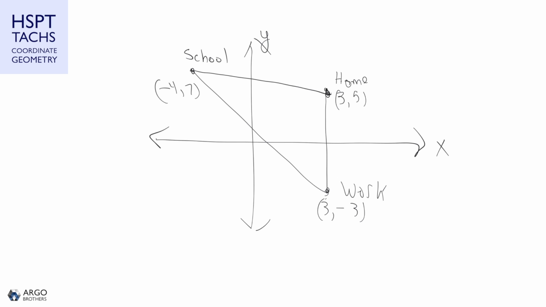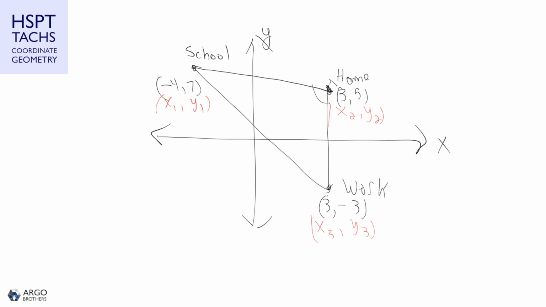So find the distance between school and home, then home to work, and then work to school, and add them up. So let's use the distance formula. Why? Because we're not entirely sure that this is a 90-degree angle. If it's not, then we cannot use the Pythagorean theorem, so we have to use the distance formula. So first thing we do is label the points. This would be x1, y1. This would be x2, y2. And this we can make x3, y3.